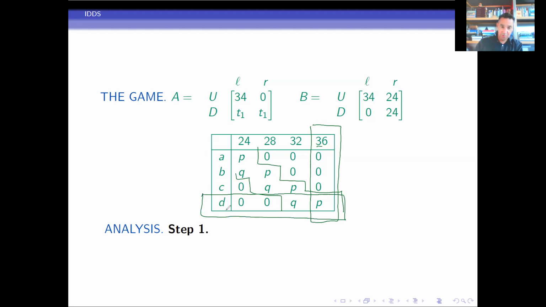the question, what will player two do when he's of type D? Next, we're going to do this one. And so information on what this type here does gives me then the opportunity to decide what this type will do, etc. So then we're going to look at C, and then 28, and then B, and then 24, and then A. And then we are done. So that's what we're going to do. We have to make 8 steps in our analysis. 8 iterations, you could say.